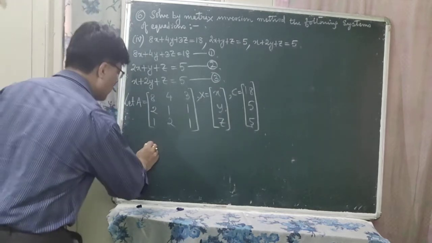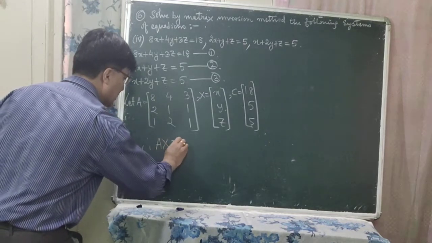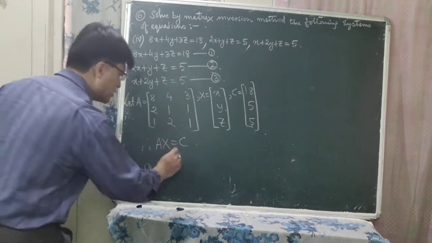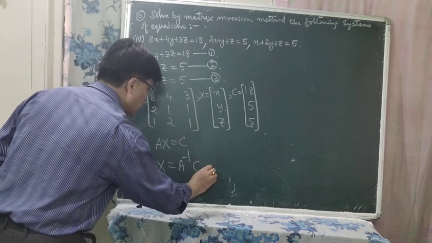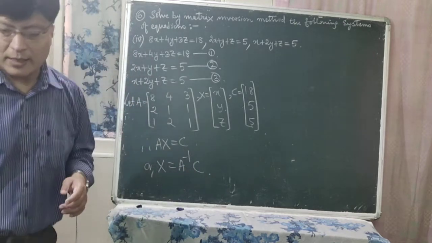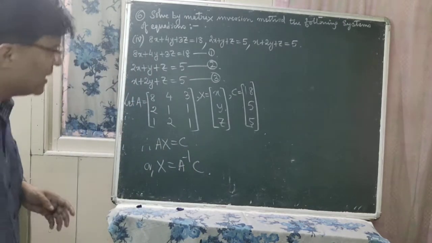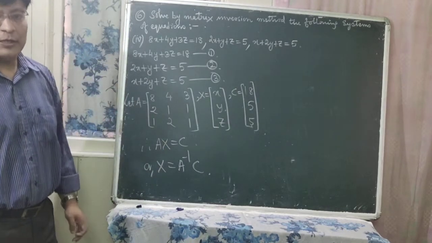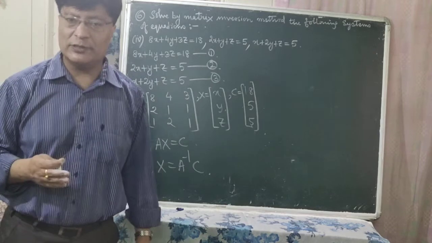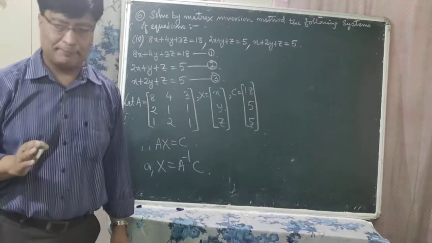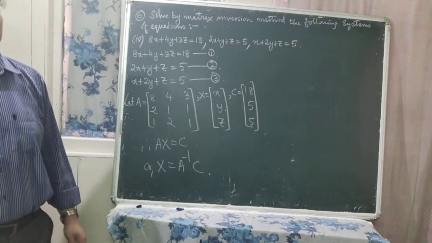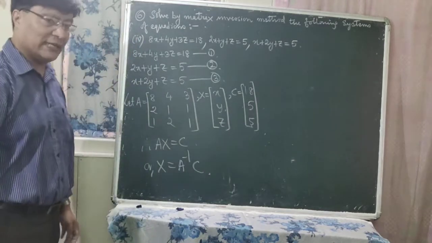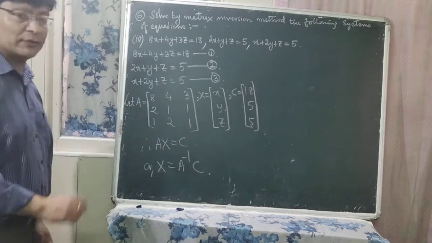So what is the matrix form here? As you know, AX is equal to C, or X is equal to A inverse C, when A is taken to the right hand side. That means what is to be determined here? You have to determine A inverse. So in order to get A inverse, you should find the value of det A. If det A is not equal to 0, then only A inverse exists. Otherwise, A inverse does not exist. So I think you have understood it.